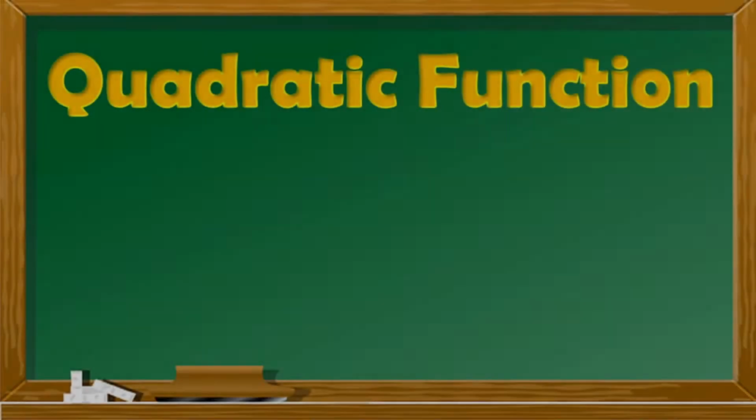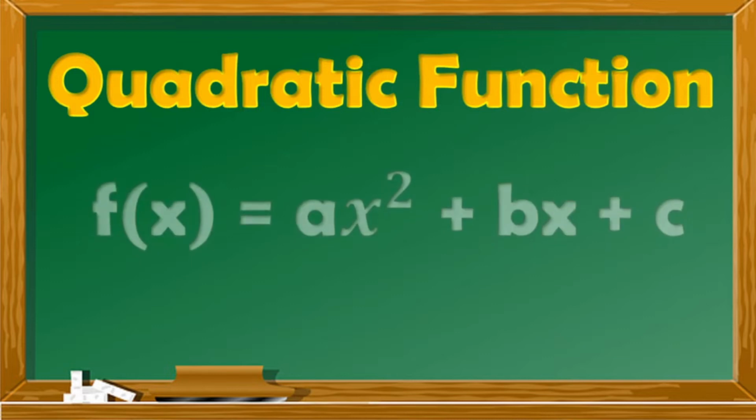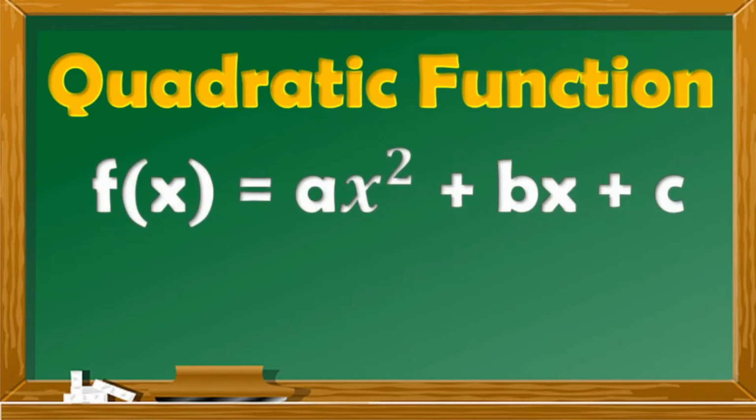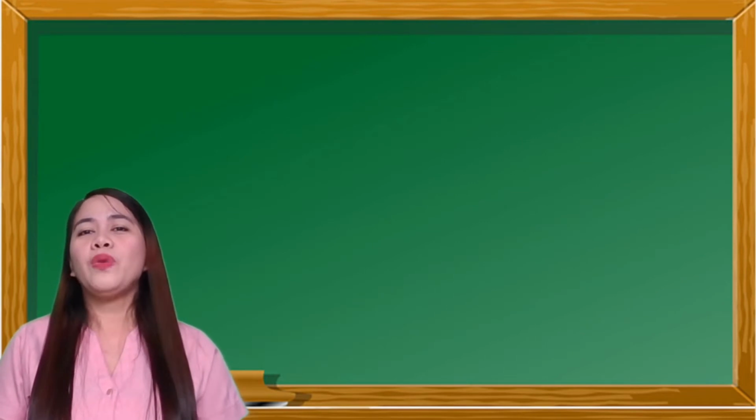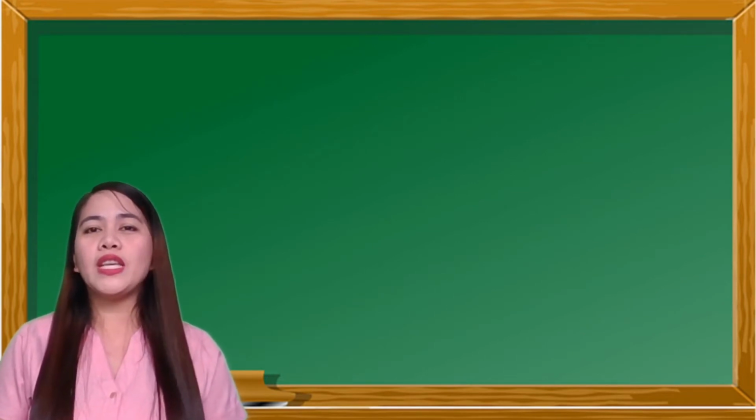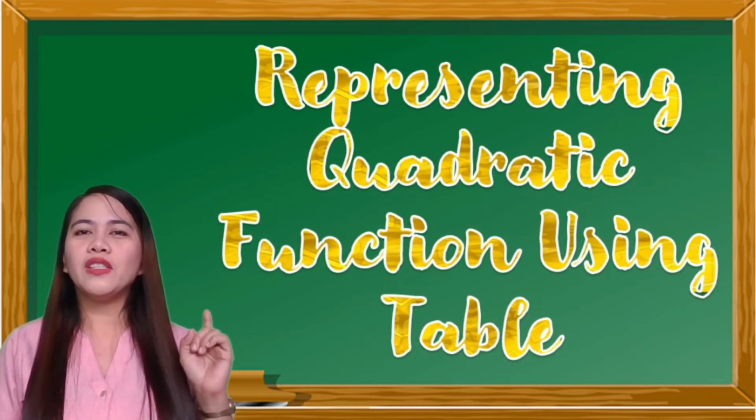You already know that a quadratic function can be represented by f(x) = ax² + bx + c, where a, b, and c are all real numbers and a is not equal to 0. Today, we shall represent quadratic functions in other ways. Let us begin by using the table of values.